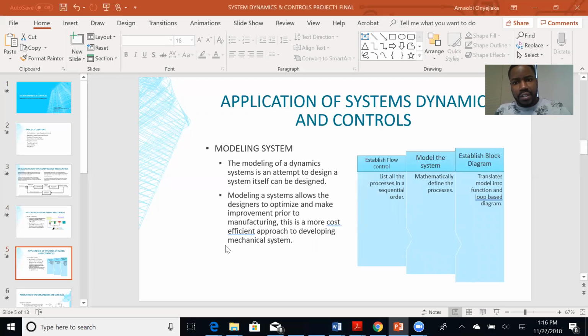Continuing the application of system dynamics and controls. Modeling the system allows the designer to optimize and make improvements prior to manufacturing. This is a cost-efficient approach to developing a mechanical system. If I were to model a system, I can run simulations, which allow me to see and adjust different criteria of the system prior to the manufacturing process. Even after the manufacturing process, we still need to test the system to make any last-minute adjustments before we roll out the system.